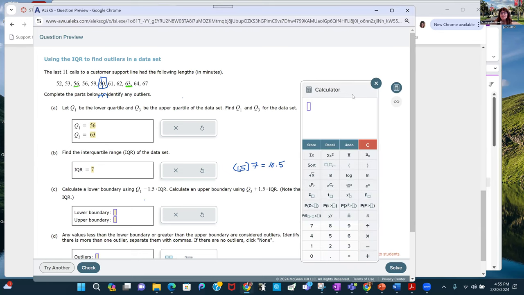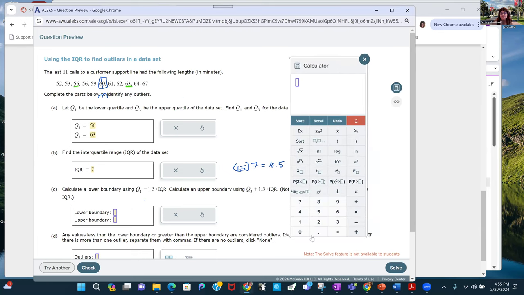Remember, you can also always use a calculator, but I try to do, let's try it again, I try and do as much mental math as I can.